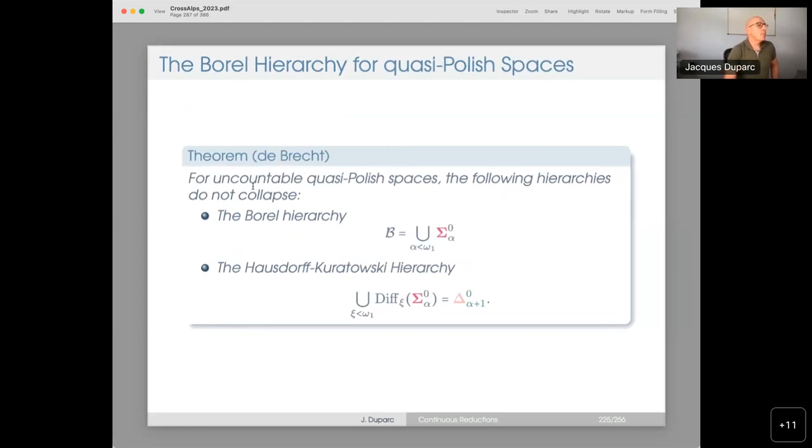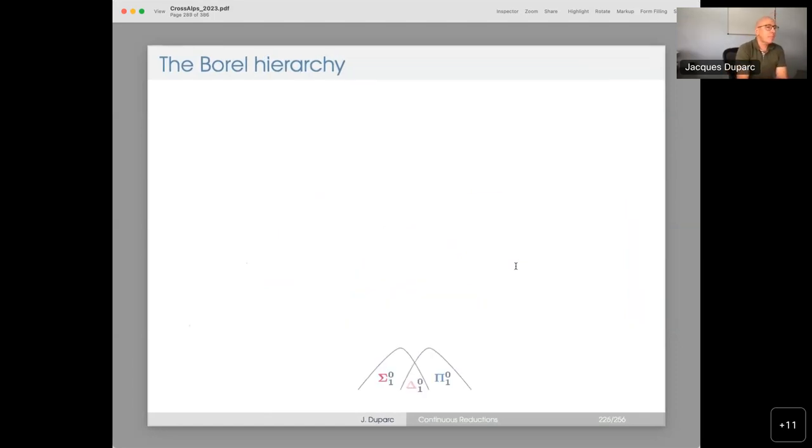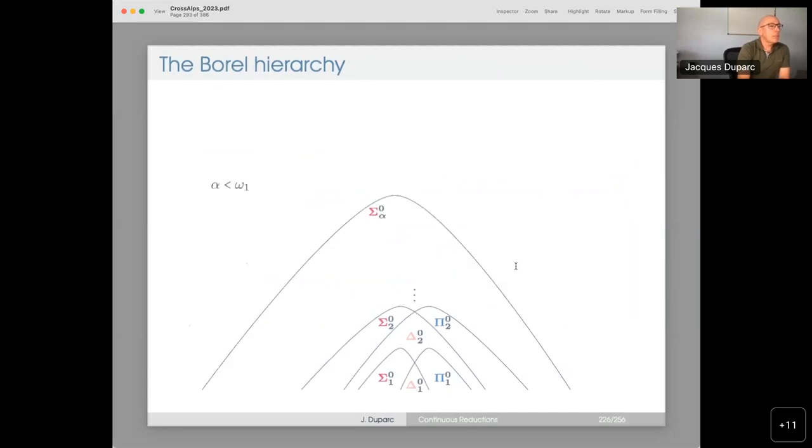Debrecht proved that for uncountable quasi-Polish spaces, the following hierarchies do not collapse. So this is true for our Scott domain. The Borel hierarchy does not collapse. The Hausdorff-Kuratowski hierarchy does not collapse. So they look the same as in the Cantor space case.